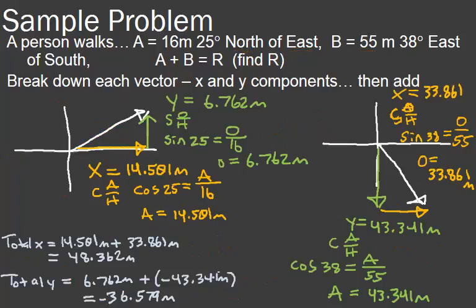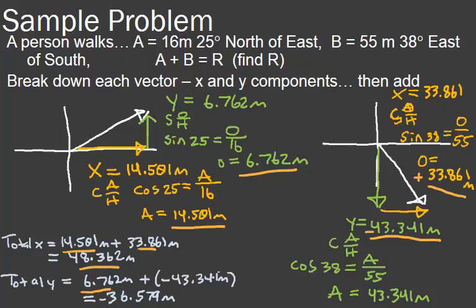All right, so we get for our total, well, really just each component. Let's break that down. So for the first one, it's the adjacent side. We've got positive 14.501, and then in the y, positive 6.762, and then here in the y, negative 43.34, and then in the x, what is it? Using the opposite side, positive 33.86.